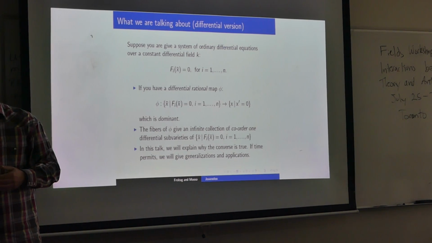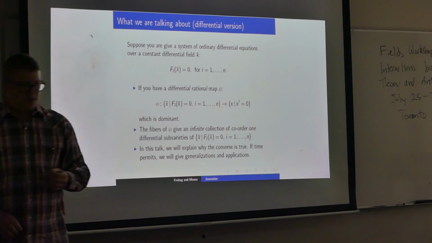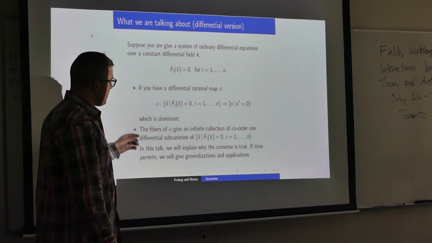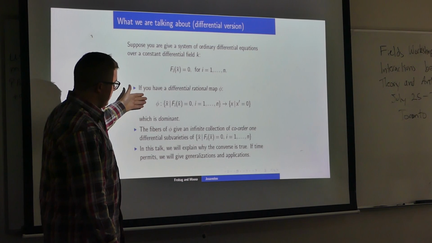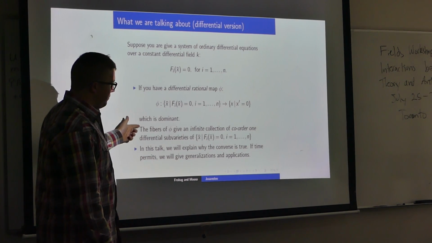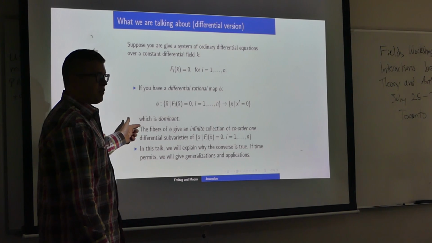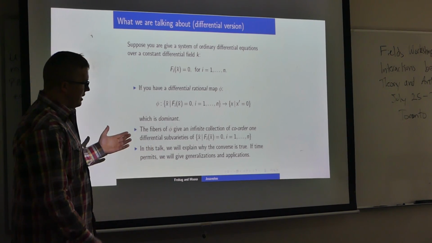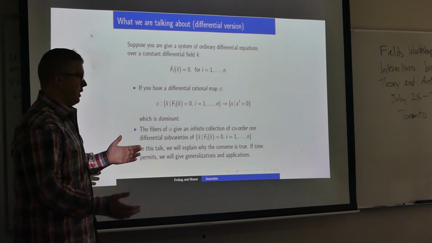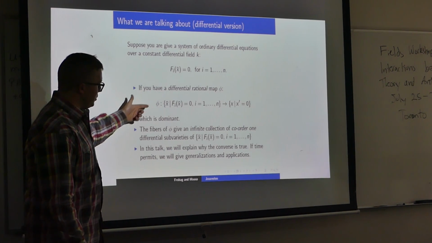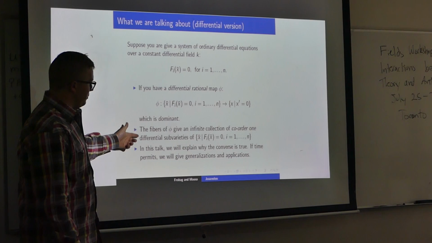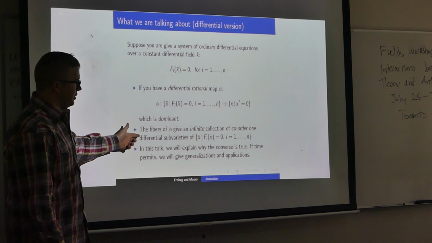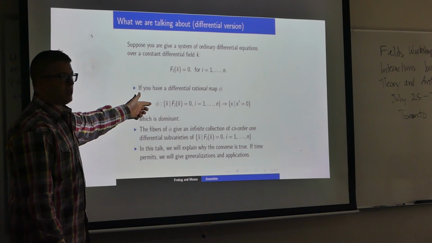And what's the point of considering this? Well, we'll get to some applications later in the talk. But this is one very particular way in which you can have an infinite collection of co-order 1 subvarieties. And what we're going to explain is that this is the only way in which you can. So if you had a map like this, you would get an infinite collection of co-order 1 subvarieties. But what we'll explain is that if you have an infinite collection of co-order 1 subvarieties, then you can get a map like this.